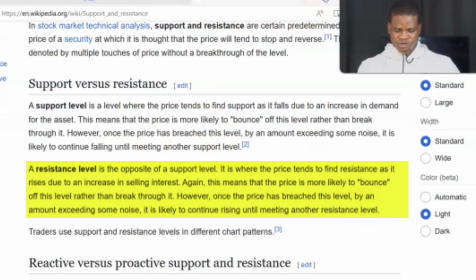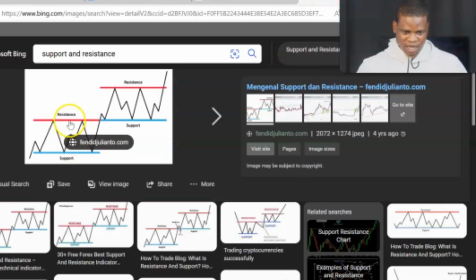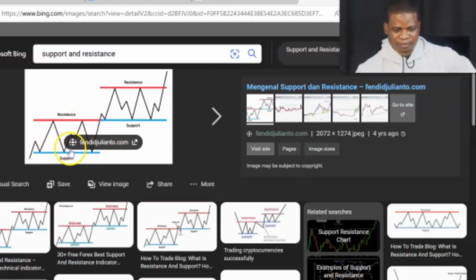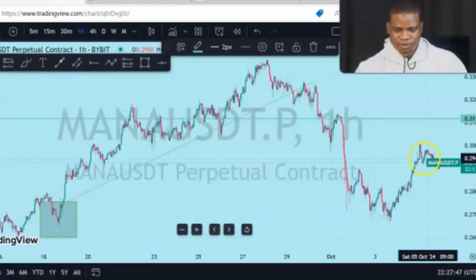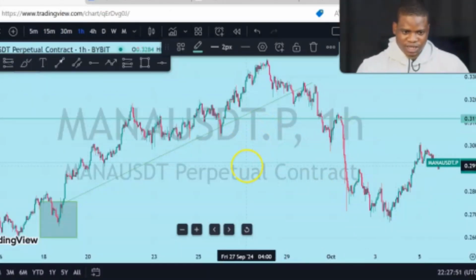Now, if we look at this particular picture, you would see that whenever the price goes up, it gets rejected. It goes up again, rejected. The place where it is rejecting, trying to come down, is the resistance. And the place where whenever price comes to it, trying to go up, is a support. So let's simply look at the chart of mana.